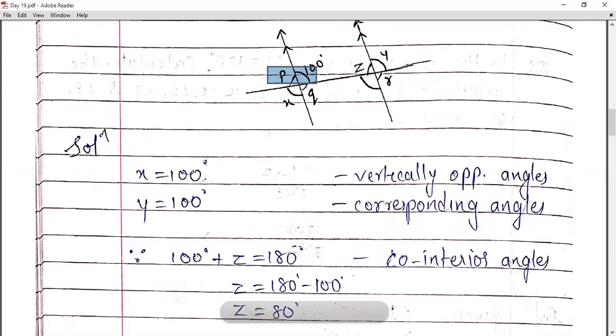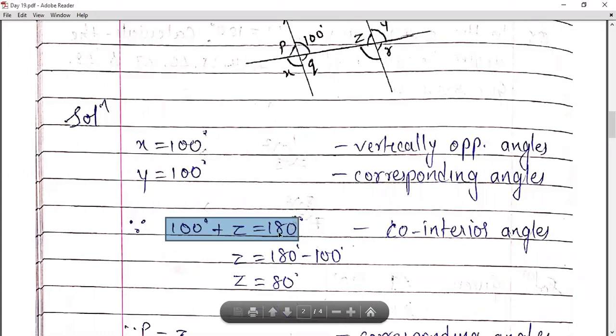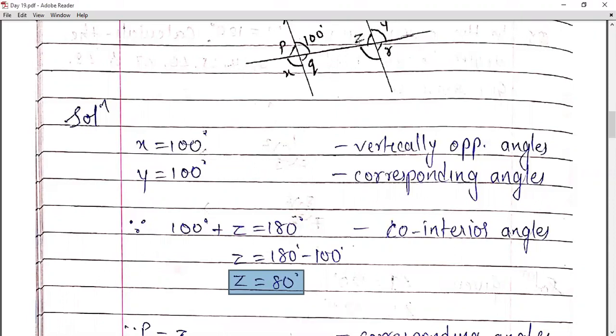Okay, so since I have used angle Z and 100 as co-interior angles, the sum of these two angles will be 180 degrees. Now you can see I will get Z as 80 degrees. So let us see which other angles are equal to Z. You can see angle Z and angle R are vertically opposite angles.